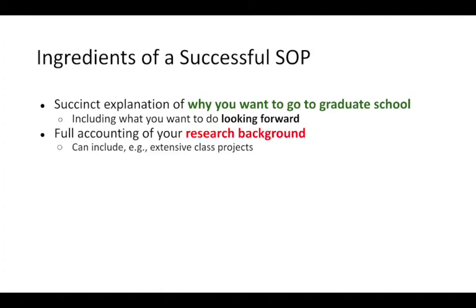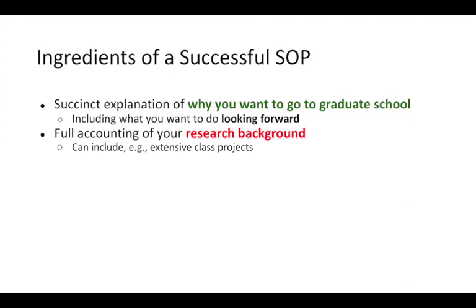Now, this one's very important: a full accounting of your research background. So definitely if you've done research in the past, and those skills are in your toolbox now, you have to tell the committee what those were and what you learned from them, and also, if possible, what you took away from it. That is to say, in the form of deliverables, such as a paper, conference presentation, or delivering a poster.